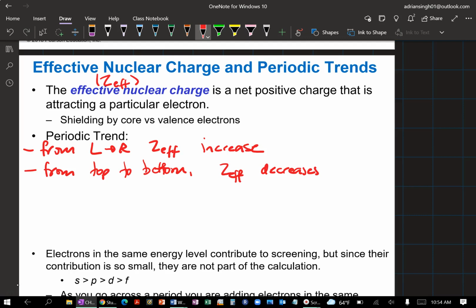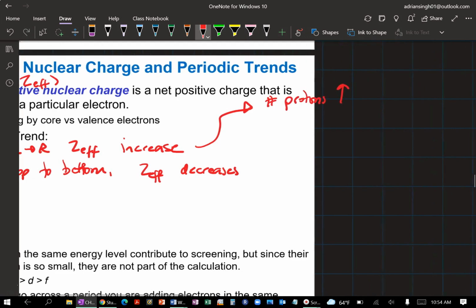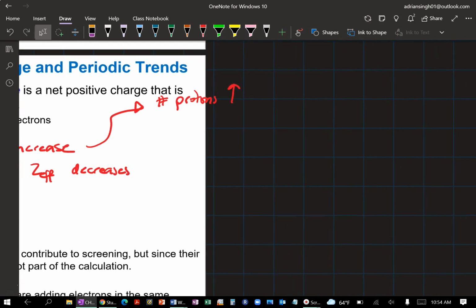So what's the reason for these? Well, going from left to right across the periodic table, what you will notice is that the number of protons increases. Okay, so that's increasing the charge in the nucleus. But we're also increasing the number of electrons. Those electrons that we're also increasing are being added to the same energy level.